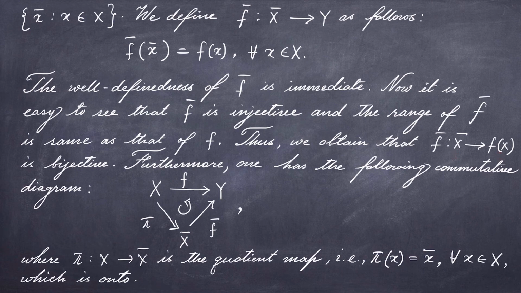Furthermore, one has the following commutative diagram in this situation. From X to X bar, we have the quotient map that sends every element small x in capital X to its equivalence class. And then from X bar to Y, we have this map f bar defined like this. And then the definition immediately shows that the composition of this and this is this.